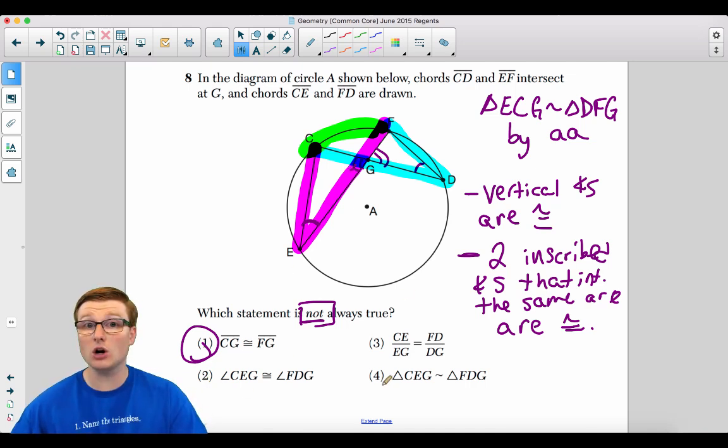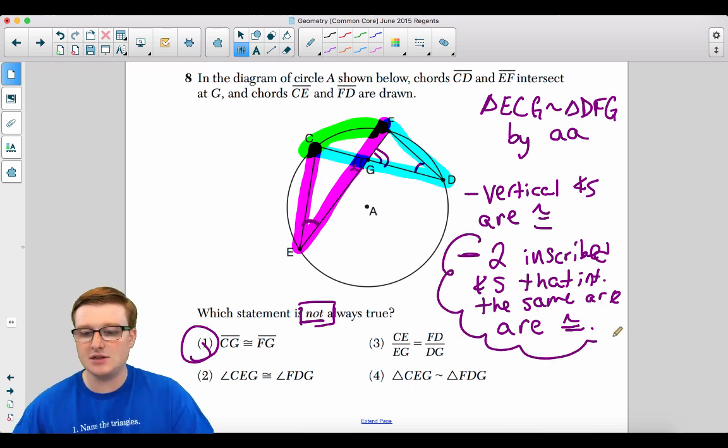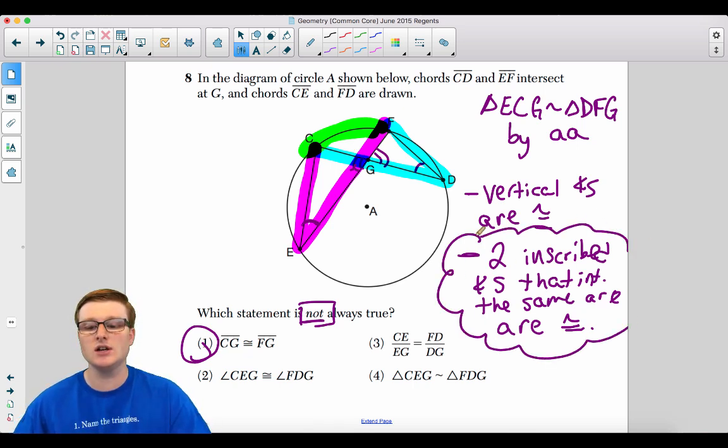Choices 2, 3, and 4 all show similarity. Choice 2 says the measure of angle CEG is congruent to FDG. But we just proved that based off of this theorem over here. If two inscribed angles are in a circle that intercept the same arc, they are congruent. So that's true. Choice 3 shows proportionality. Similar triangles are in proportion, so that's true. And last but not least, choice 4 says that they're similar. Yeah, they're similar by angle. All right, so that was kind of a tricky question, and you have to know your circle theorems in order to get that question right.